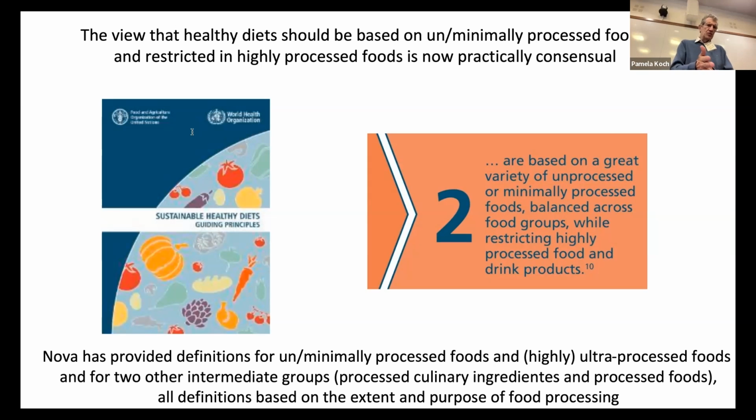This document from 2019, I think, from an FAO-WHO meeting that discussed principles of healthy diets. You can see at a certain point in this document that healthy diets are based on a great variety of unprocessed or minimally processed foods, balanced across food groups, while restricting highly processed food and drink products. This is a consensus. What is not a consensus is what are minimally processed foods? What are highly processed foods? That was the reason to develop NOVA.